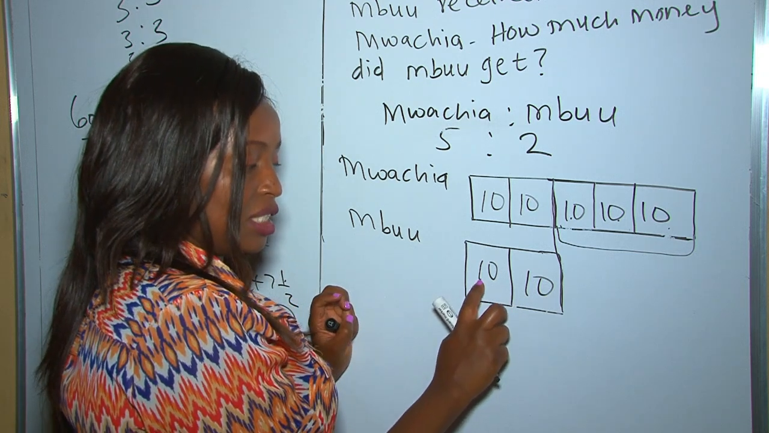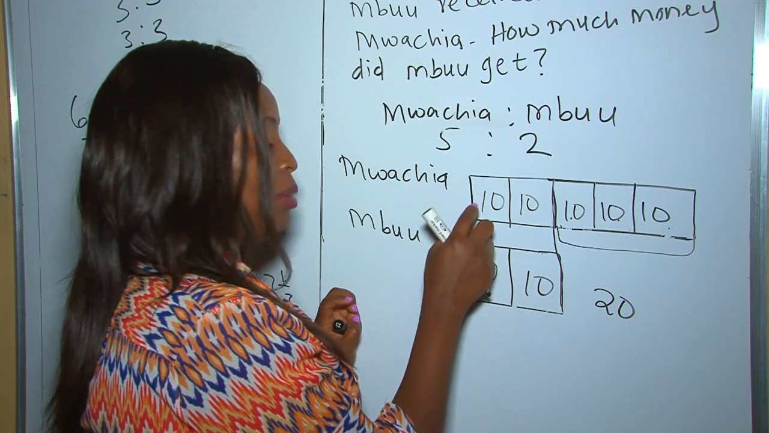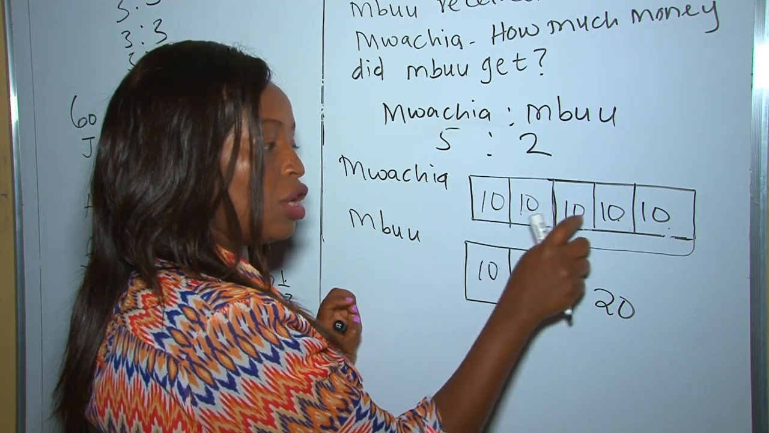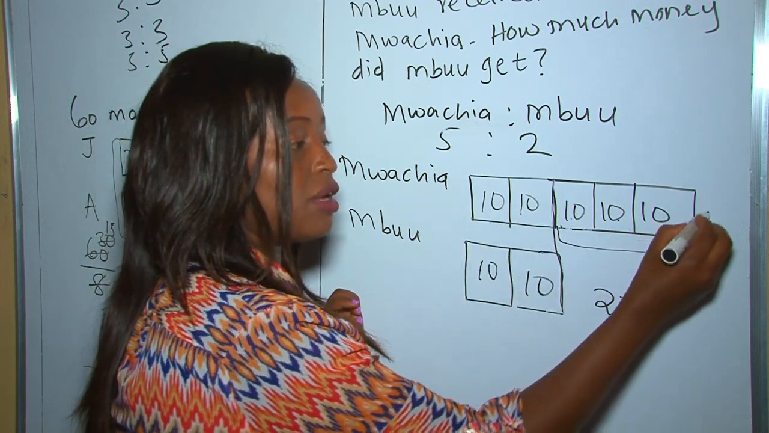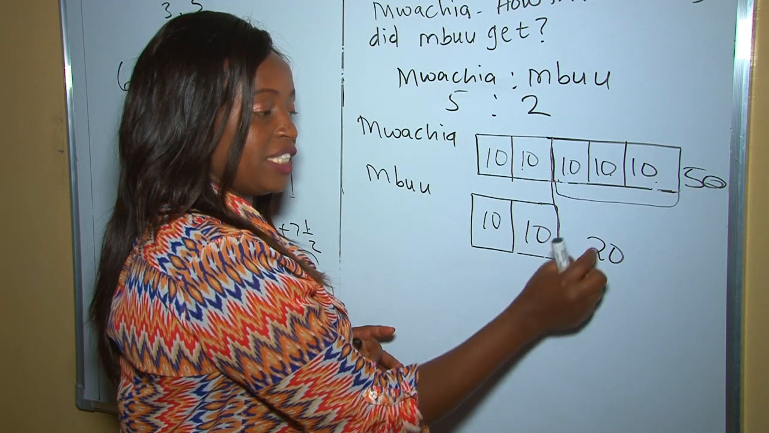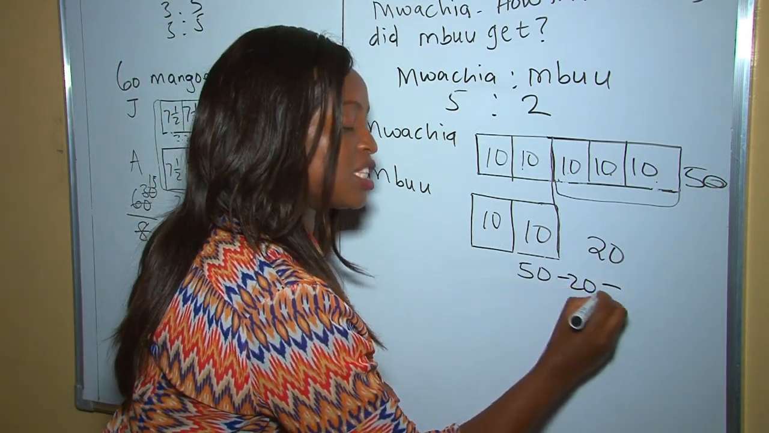Meaning that Boo got 10 plus 10, it's 20. And Mwachia got 1, 2, 3, 4, 5 parts, 5 times 10, which is 50. Now let's prove it. 50 take away 20 is 30.